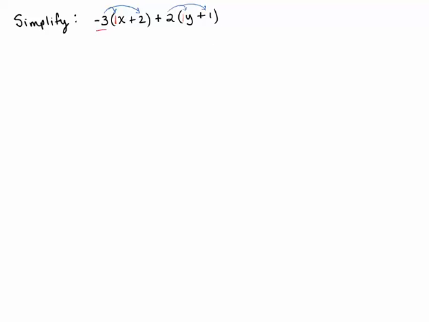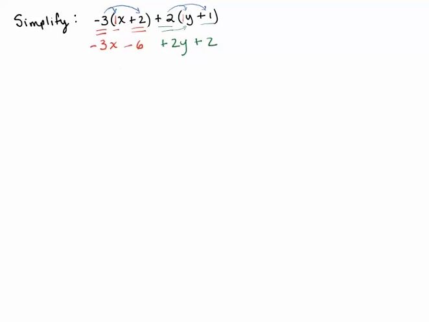Let's see. -3 times 1 is -3, and then we have to attach the x. -3 times positive 2 is -6. On the other one, we've got a positive 2 times positive 1 is positive 2, but we attach the y. And then positive 2 times positive 2 is positive 4. So now we have 4 terms.